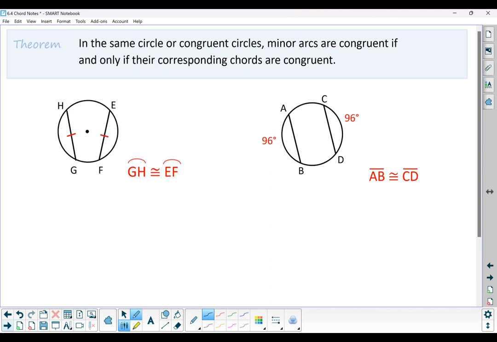Our first theorem says that in the same circle or congruent circles, minor arcs are congruent if and only if their corresponding chords are congruent. So if I have a circle like this first one, and I know the chords that are marked congruent are congruent, then I know that these two arcs are congruent. So if one of them is 80 degrees, the other one is 80 degrees. And it also works backwards. If I have these two arcs that are each 96 degrees, I know this chord is equal to this chord.